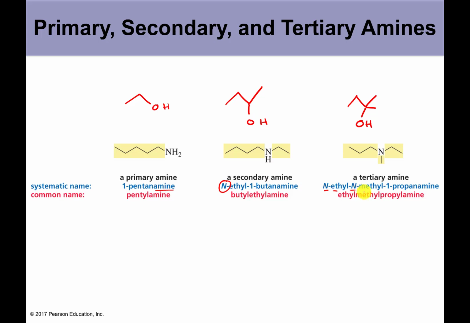Now, when we're looking at common names, all we do is name the alkyl group and add the word amine. So this is the alkyl substituent name, and then we add the word amine. When we are looking at secondary or tertiary amines, we name the substituents on the nitrogen as alkyl groups, and then we end with the word amine. So this would be butyl ethyl, alphabetically, amine, and this one would be ethylpropylamine.